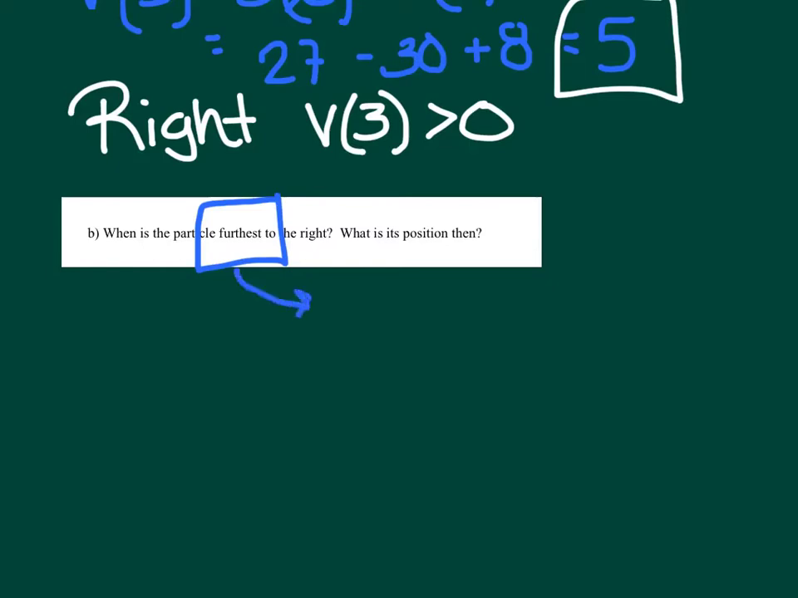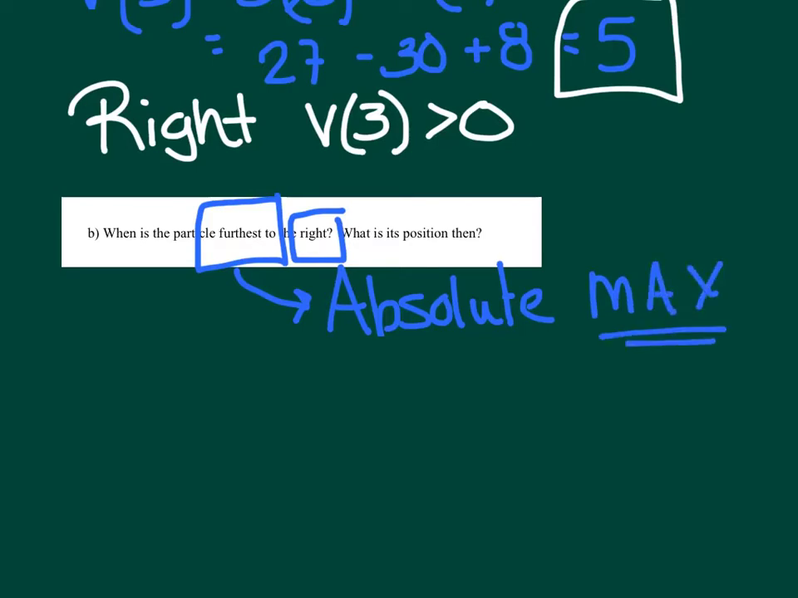What has to register is they are asking for an absolute, and if they say to the right, that's an absolute max. So let me slow down and say that again. Furthest is going to imply absolute, because nobody can be farther than you. Farthest to the right is going to be a max. So what does that tell me? That tells me I need that closed interval test. On the closed interval test, I use the closed interval as well as any critical points.